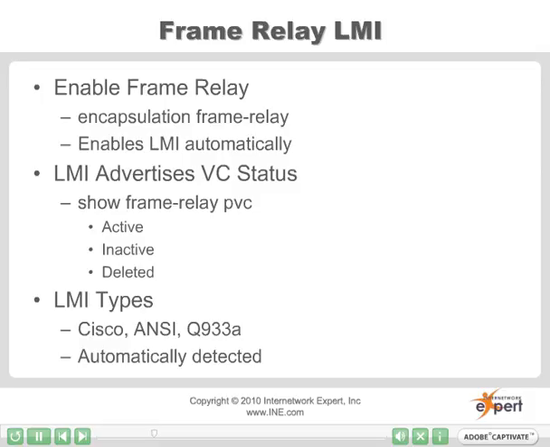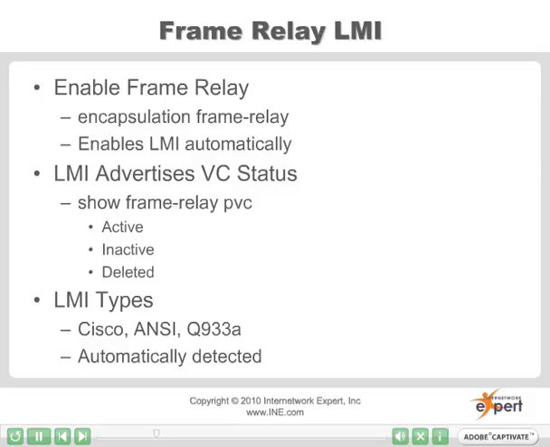If we turn on encapsulation for Frame Relay, LMI is automatically enabled, and there are 3 different flavors of it. But the cool thing is, ever since IOS 11.2 or so, a long time ago, your router will automatically sense which flavor the Frame Relay switch is using and will automatically use that.